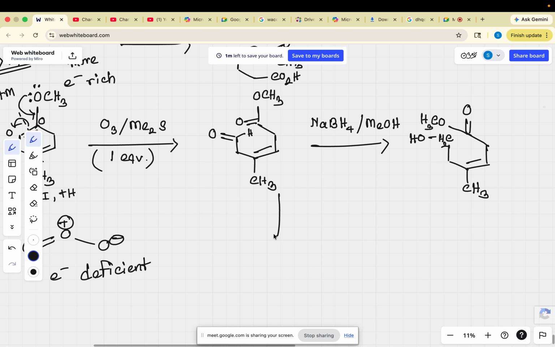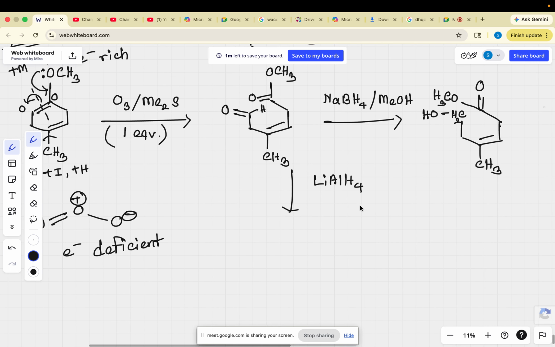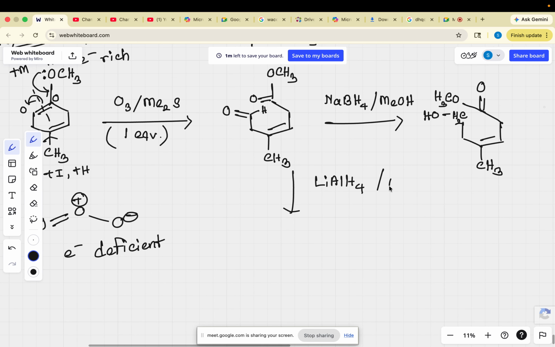But if you use here lithium aluminum hydride, in the presence of ether or THF, at that time both your ester and aldehyde will be reduced. Both your ester and aldehyde will reduce to the corresponding alcohol derivative. Is it clear? Yes, sir.